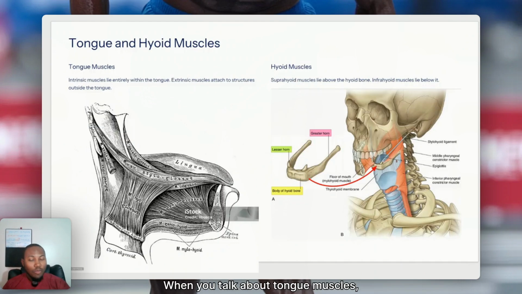When you talk about tongue muscles, we have the intrinsic and extrinsic, as I've discussed initially. The intrinsic muscles of the tongue lie completely inside, entirely within the tongue. Some of the extrinsic lie outside the tongue, and they act on the tongue. Make sense? Now, we have the hyoid muscles, all right? The hyoid muscles are divided into two. We have the suprahyoid and the infrahyoid, based on their location relative to the hyoid bone. Very, very important. The ones that are above are the supra, the ones that are below are the infra.